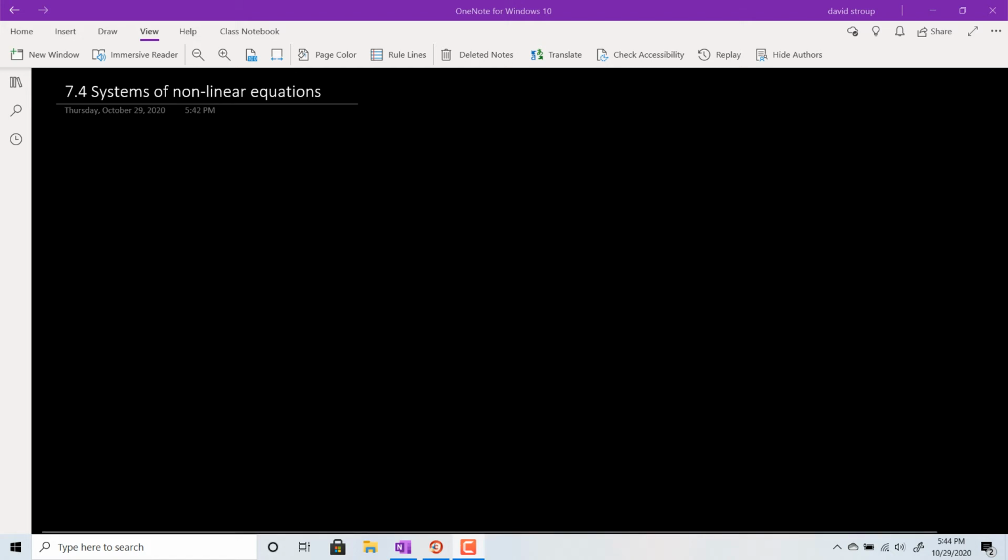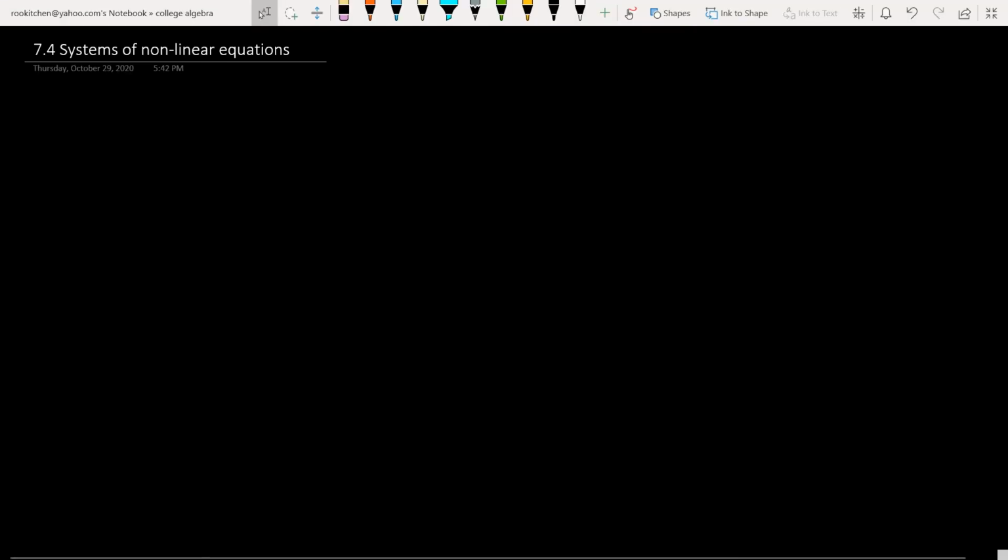Okay, welcome back. This is now 7.4 Systems of Nonlinear Equations. Expand the screen here. And here we'll have two methods as well. Again, just like with systems of two linear equations, you'll have the substitution method and the addition method. Maybe even before I begin, though, just some words of help, things I've learned from doing these.